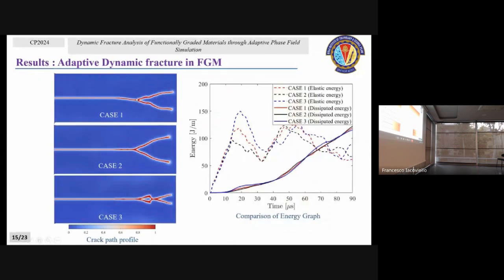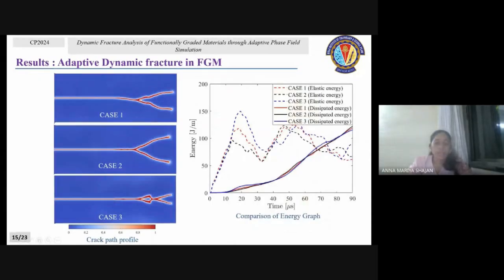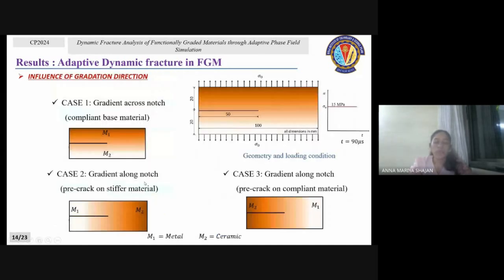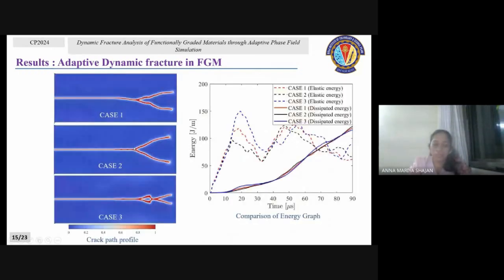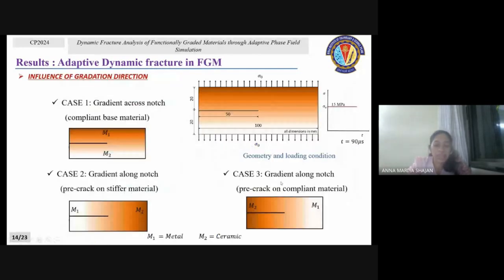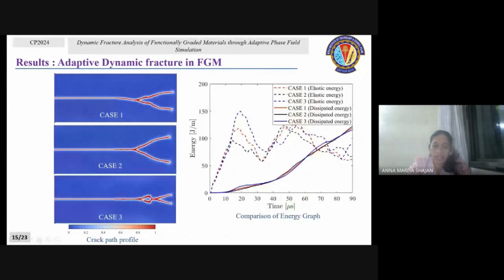So here we can see that in all three cases you will have a different crack path. If we check case 2, which has the pre-crack on the stiffer material, secondary cracks are developing. And when we go to case 3, which is the pre-crack on the compliant material, here you can see that the secondary branching is happening, then it merges, then it propagates, and then you will have a tertiary crack.